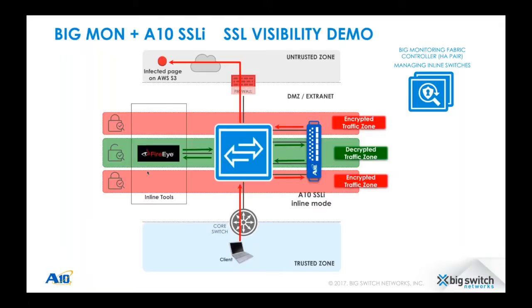In the second part of the demo, we will show you how easy it is to move a service like the FireEye service to the decrypted zone that we formed with the A10 SSLi appliance. And again, we repeat the same test. This time, however, the traffic will go from the client, the encrypted traffic. It will hit the A10 box, get decrypted, and then we send it through our FireEye appliance. And we'll see how, looking at the decrypted traffic, we can detect the malware and perform our threat protection. So let's head over to the demo.